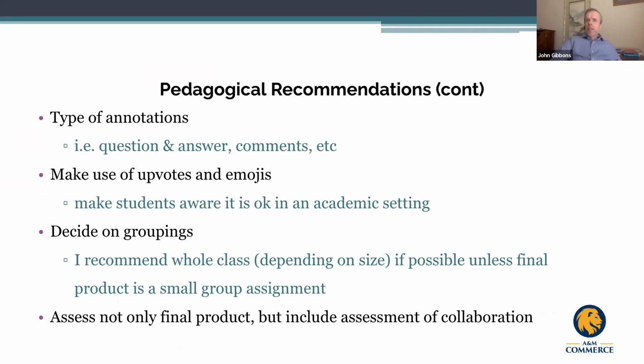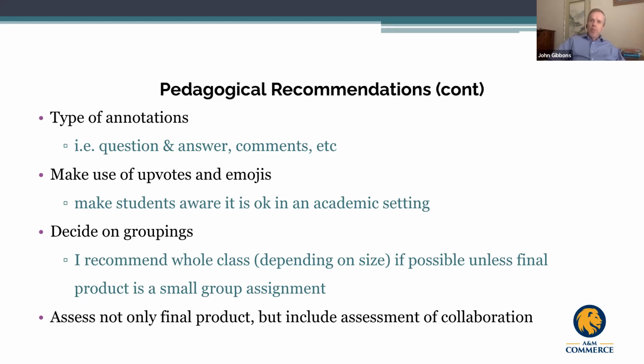Decide on the groupings. I recommend the whole class. Again, if you have 100 students in the class, maybe not. But there are papers out there where classes that large have worked with whole class groupings. If you have a group assignment that is for the students to do, then you could group students that way.